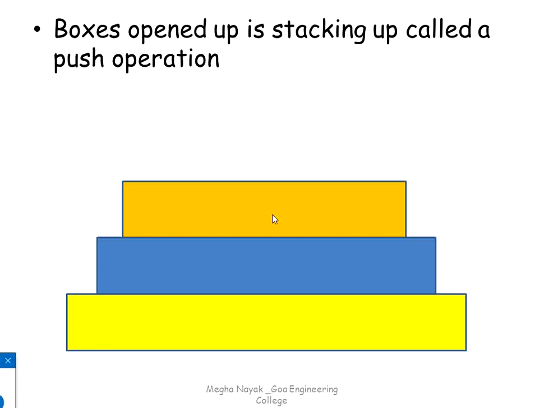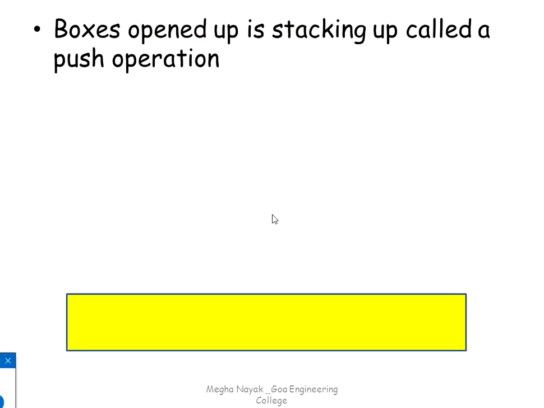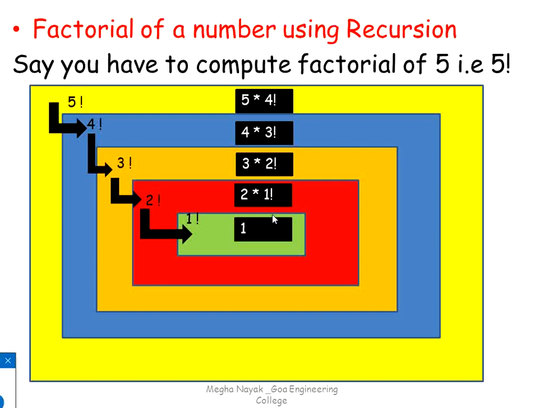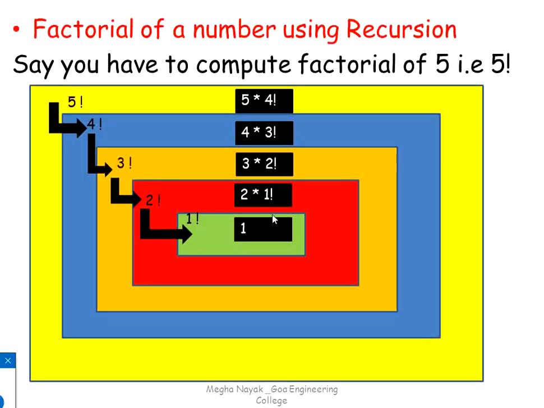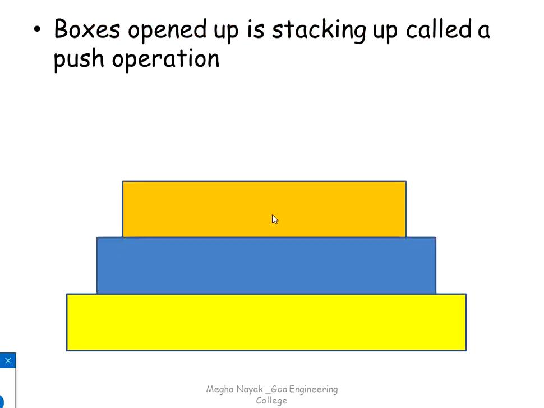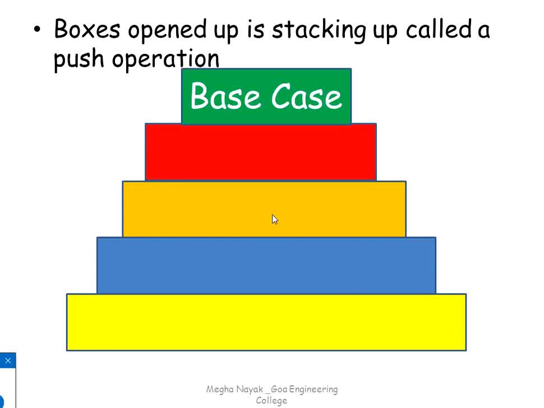So every time you open a box, if you see over here, first is the yellow box, then the blue box, then the orange box, then the red box, then the green box. Assume this yellow is the one which we opened and stacked up. Then we are opening the blue and stacking it up again here. Then we open the orange and so on. We keep stacking up till we reach the base case.